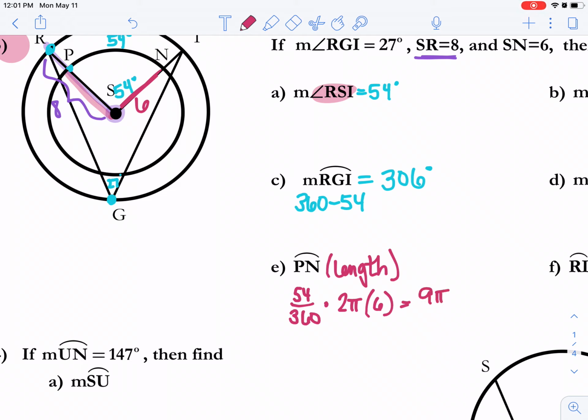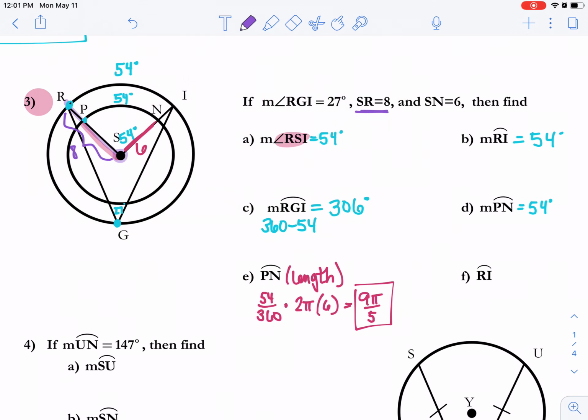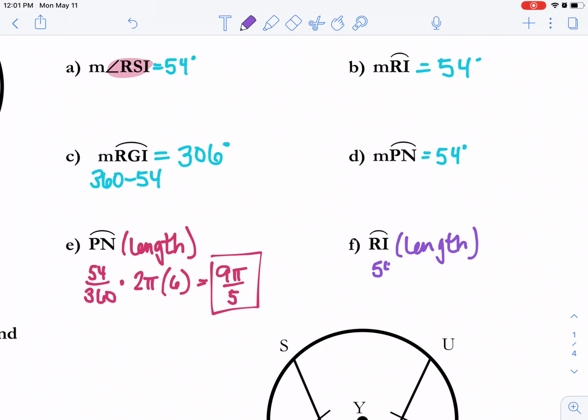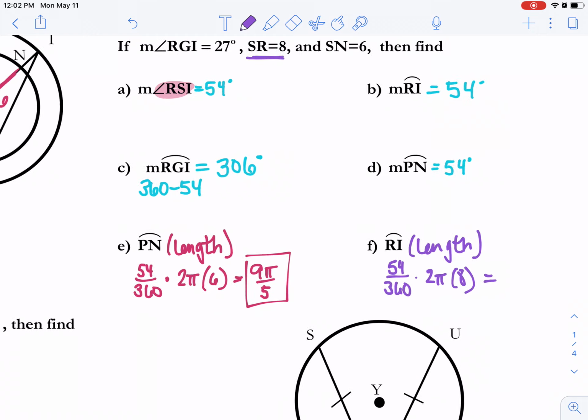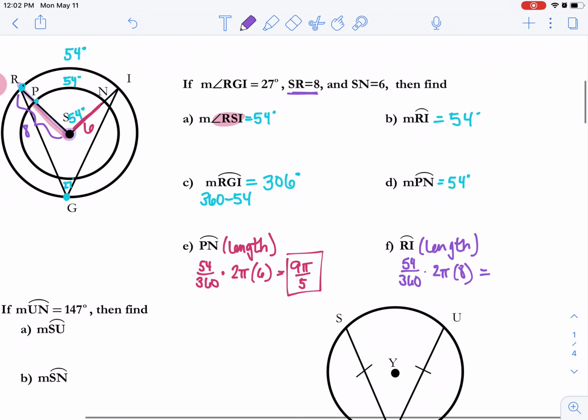Multiply through, you get 9 pi over 5. Okay, versus RI, they want the length, not the measure of that arc. The fraction of the circle is the same, 54 out of 360, but the circumference of the big circle is different because it has a different radius. So we're going to use that 8 for the large circle, multiply through, and we get 12 pi over 5.